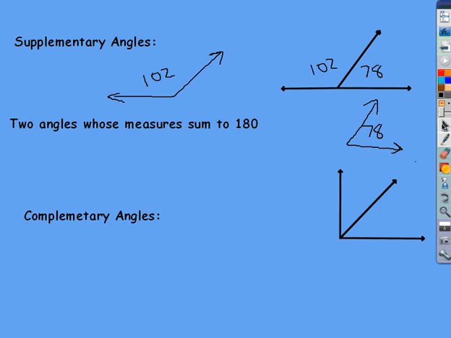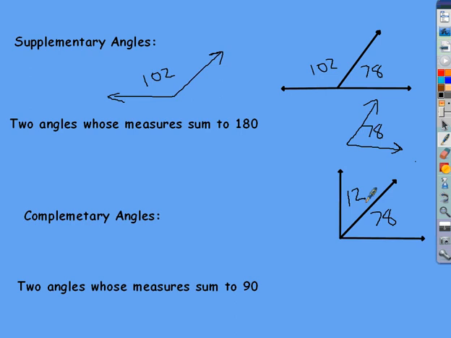Well, on that same note, complementary angles, very similar. Complementary angles are two angles whose measures sum to 90. So two angles where when you add them together, they equal 90 degrees. Their measures do. So again, let's say if I had this one was 78 degrees, the other angle would have to be 12 degrees because 12 plus 78 is 90 degrees.